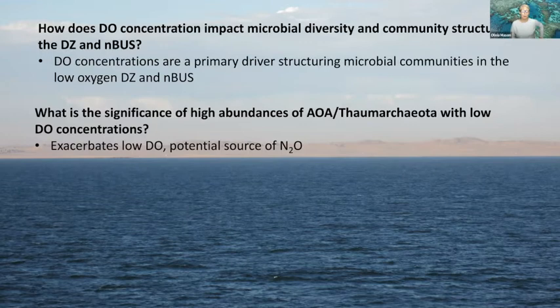So we ask the question: does DO concentration impact diversity and community structure in these two different OMZs? And the answer is yes. In fact, oxygen is one of the primary drivers of the structure of that microbial community in both of these systems. Why this is significant, if you have high abundances of Thaumarchaeota when you have low oxygen, is, one, they're aerobic respirers, so they're drawing down the oxygen even more. They can carry out their metabolism at low oxygen concentrations. And importantly, they're the likely source of this potent greenhouse gas in these OMZs.